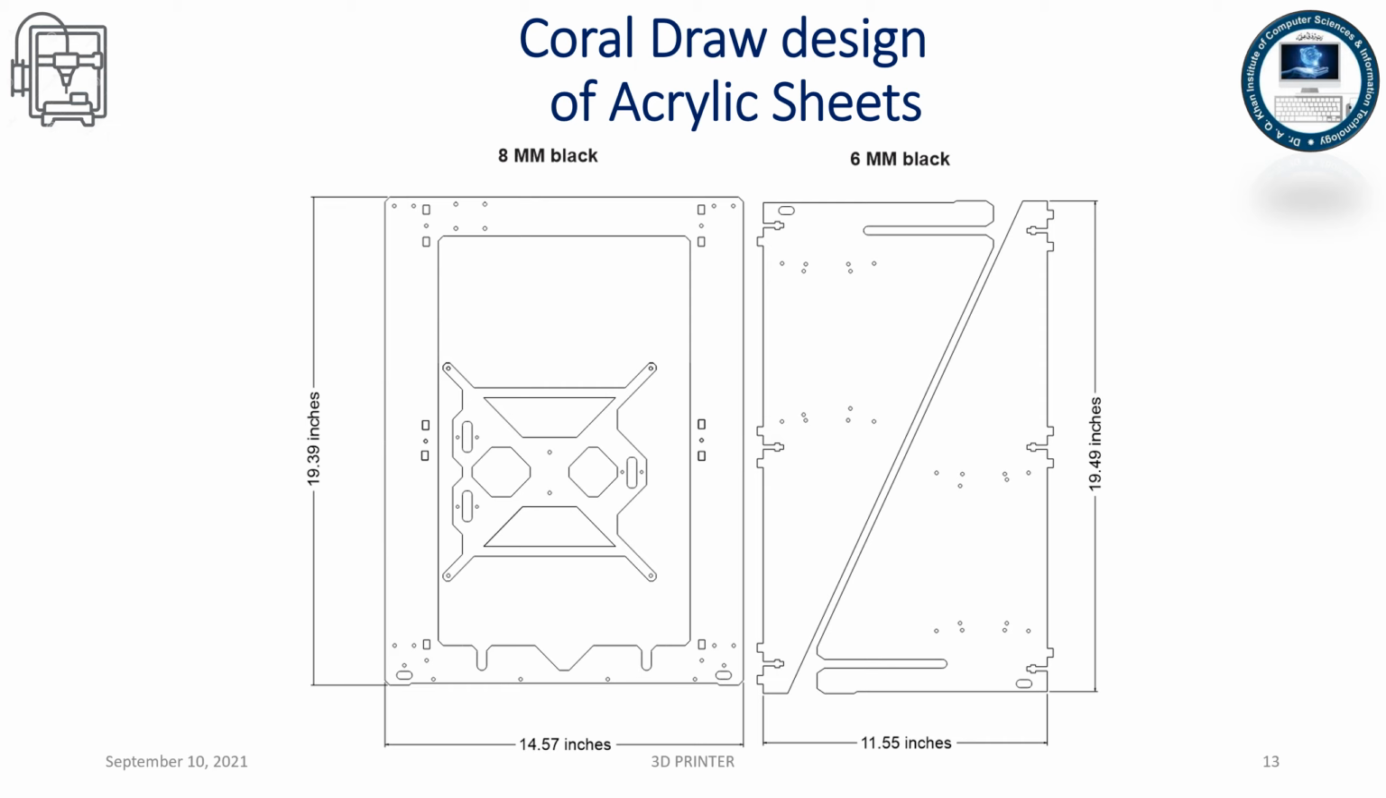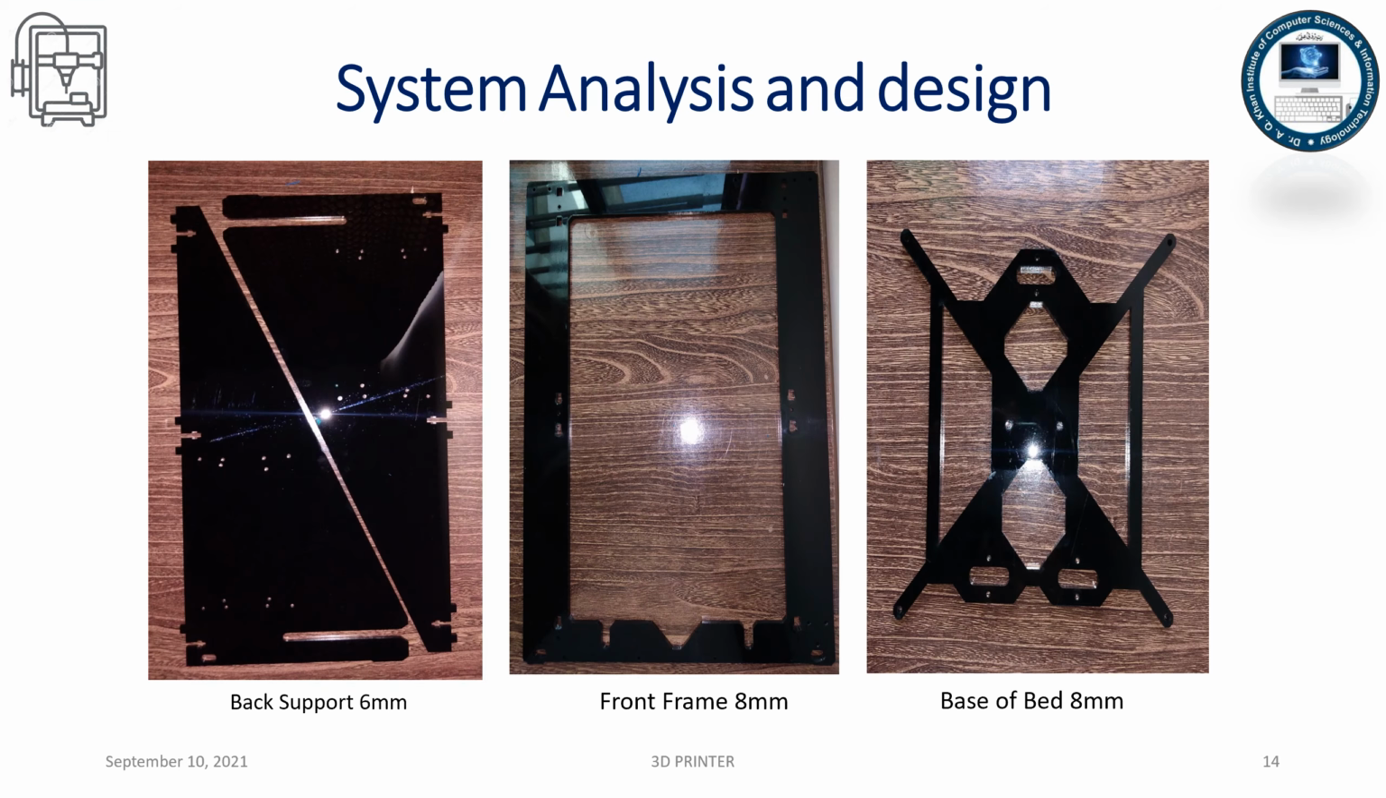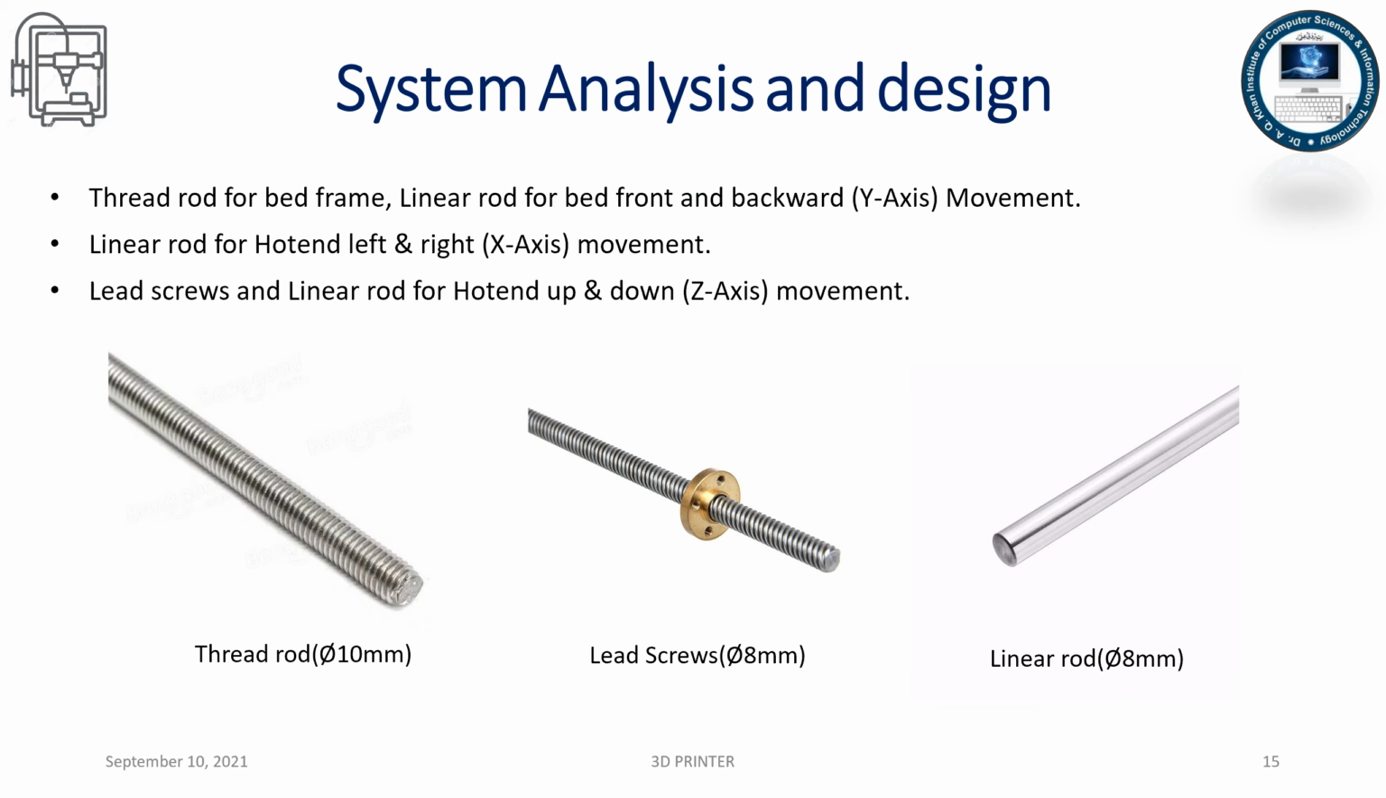Raw design of our acrylic sheet that we are using in our 3D printer. For the frame we use 6 mm acrylic sheet, and for the front frame we use 8 mm acrylic sheet, and for the base of the bed we also use 8 mm acrylic sheet. We use 3 types of rod in our project: thread rod, lead screw and linear rod. Thread rod is used for the bed frame. Linear rod and lead screw are used for the movement.